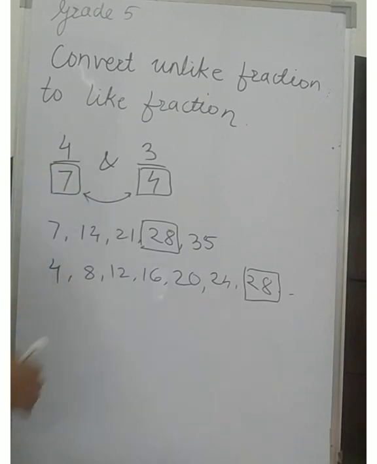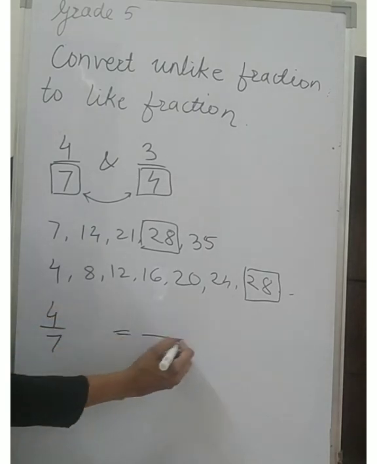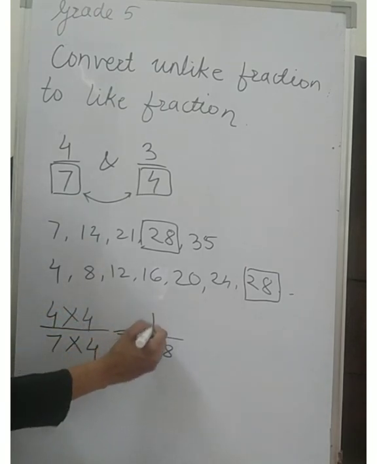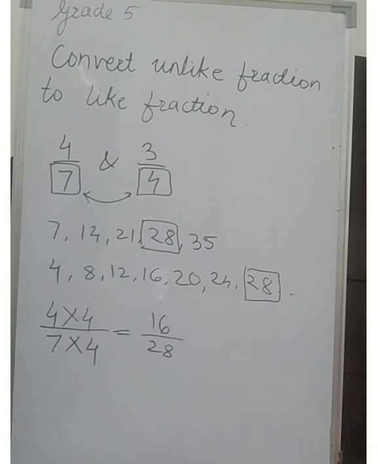So the new numbers will have denominator 28. So 4 upon 7 you have to convert into a number with denominator 28. Now what will you do with the 7? You multiply it by 4. 7 4s are 28. So multiply the numerator by 4. You have got 16 upon 28.